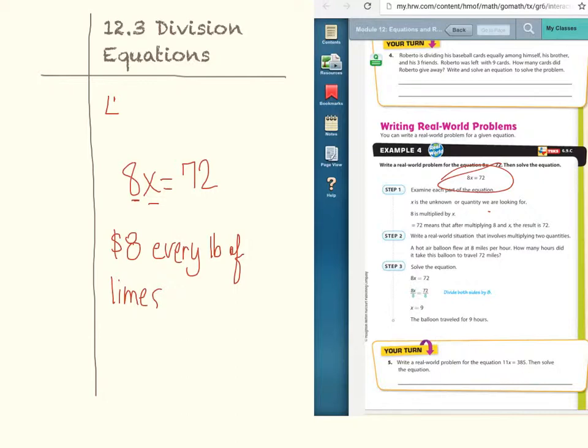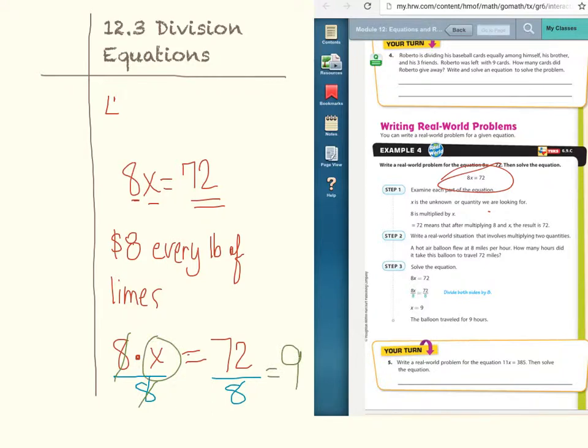And let's say I gave you $72. 8 times however many pounds of limes it took. I don't know how many you picked, but that ended up equaling $72. So how many pounds of limes did you pick? Well, that's multiply, so we're going to divide. Do the opposite. And then they cancel each other out. So x equals, and what's 72 divided by 8? 9. So you must have picked 9 pounds of limes.